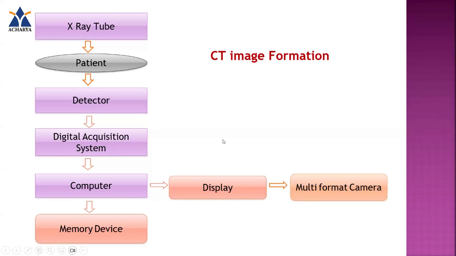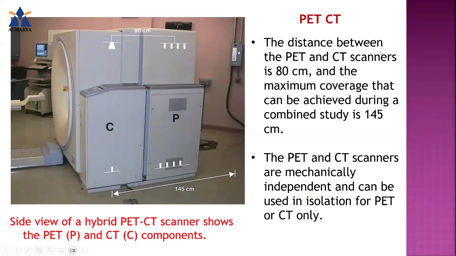So we have seen how the image is formed in CT and how the image is formed in PET. Now we are going to PET CT, how it is used. In PET CT, there are two gantries, as shown here. This is the CT gantry and this is the PET gantry. Normally, the total width of the gantry is about 145 centimeters, and both are hybrid. These are all the components.